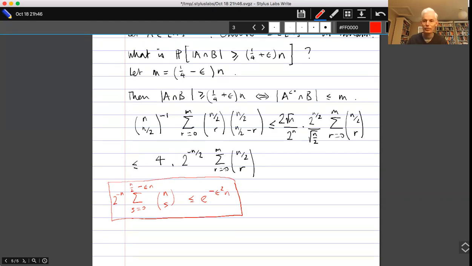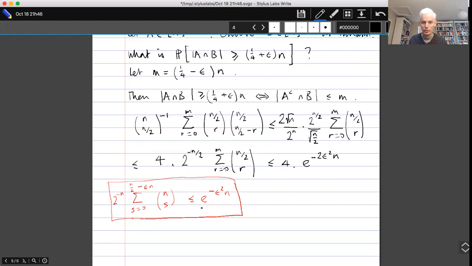So I'm going to plug that in. And what do I have to do? What do I have to choose, because I've got an n over 2 instead of an n. And this epsilon n is 2 epsilon times n over 2. So I have to replace the n by an n over 2 and the epsilon by a 2 epsilon. So I end up with e to the minus 2 epsilon squared n. So that is less than or equal to 4 times e to the minus 2 epsilon squared n.